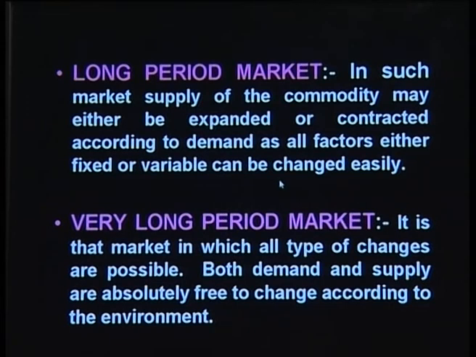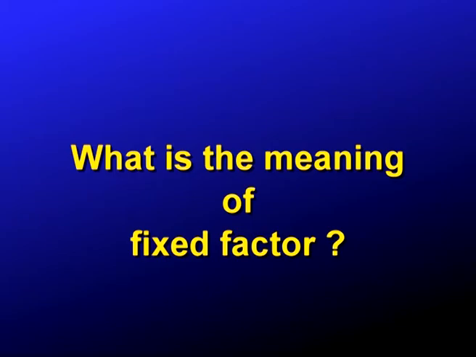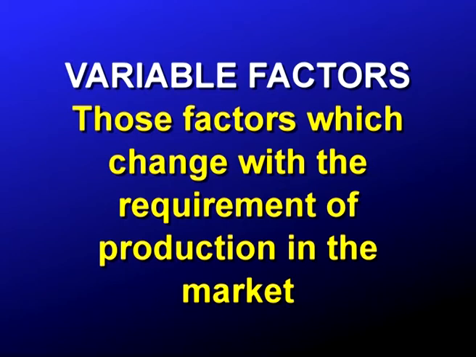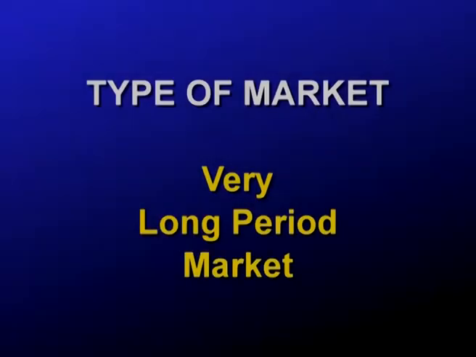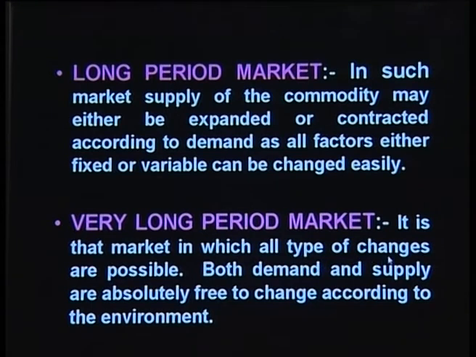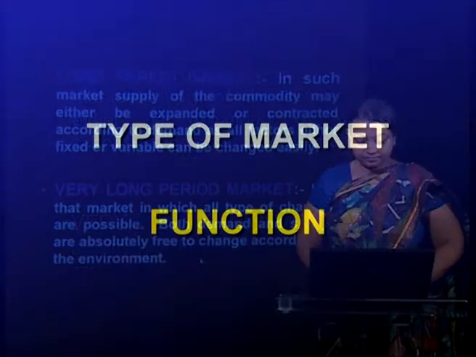Now, a question may arise: what is the meaning of fixed factors? Fixed factors are those factors which remain constant for a certain period. On the other hand, variable factors are those factors which change with the requirement of production in the market. Very long period market is that market in which all types of changes are possible. Both demand and supply are absolutely free to change according to the environment.